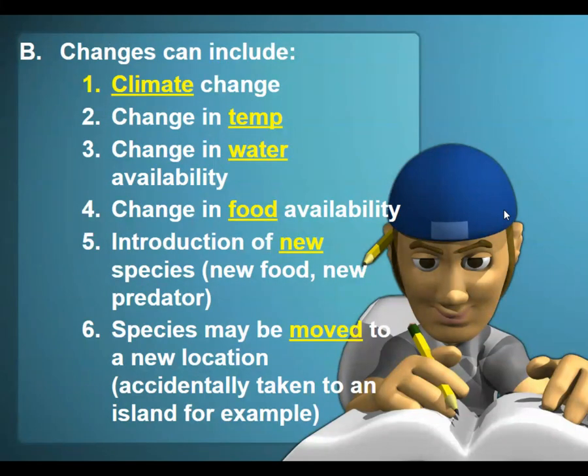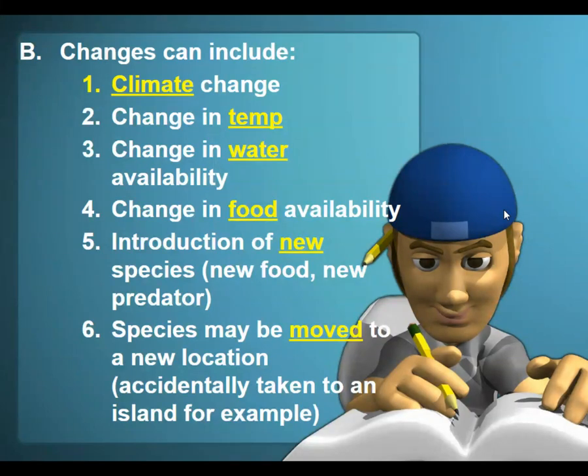Changes can include things like climate change, so that's over a long period of time. You know how they're talking about global warming right now. Well, they think that because of global warming, which has been occurring for a long time, species are going to go extinct, or maybe some can evolve. Two, changes in temperature, overall world temperatures. Three, change in water availability, if there's an excess of water or not enough water.